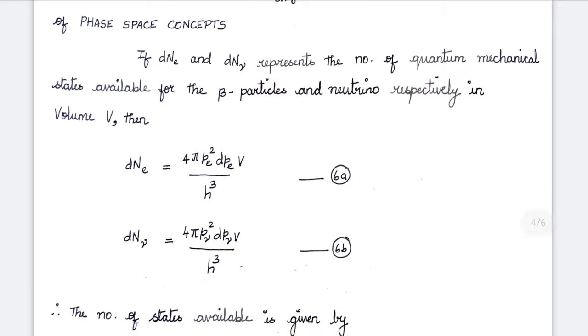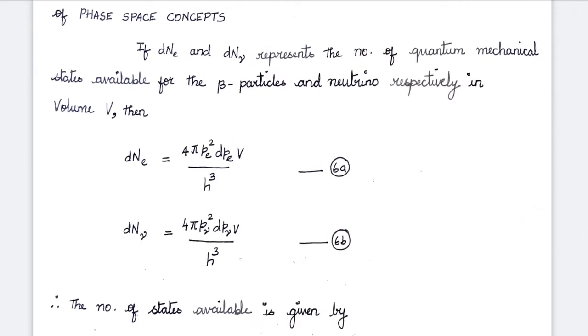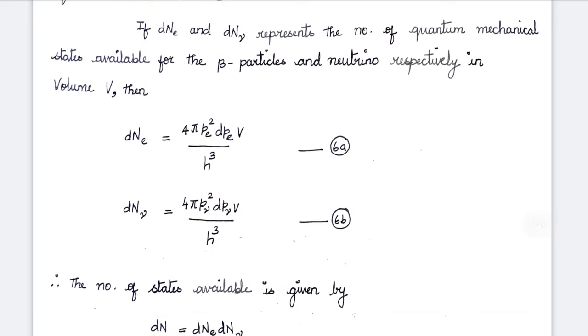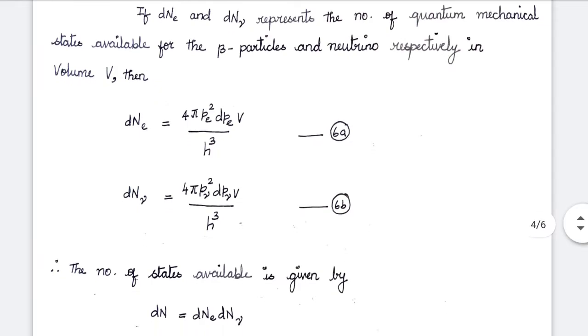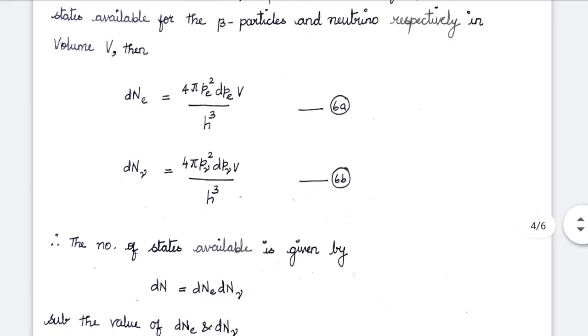We know this dN_e and dN_ν are the number of quantum mechanical states available for the electron, that is the beta particle, and the neutrino in a certain volume V. So the number of quantum mechanical states available for the beta particle, dN_e, is given by 4π p_e² dp_e times V divided by h³. This is taken from statistical mechanics for the number of states available for a particle.